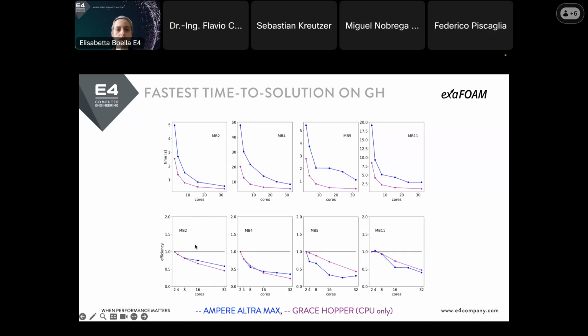But when we look at the parallel efficiency, Grace Hopper doesn't always perform better than Ampere Ultramax. Actually, in 2 cases, in MB2 and MB4, Ultramax has a better parallel efficiency at 32 cores than Grace Hopper.